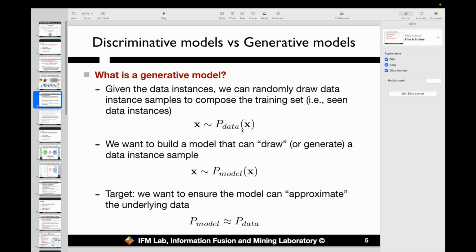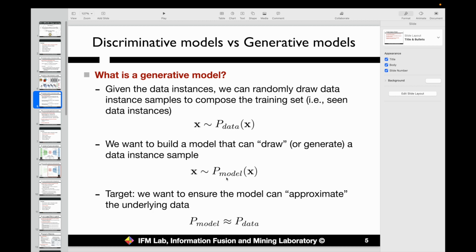Besides these true data instances, we may also want to build a model which can generate or draw some data instance samples following some other distributions. Right, here we will assume we can also build a model to draw or generate some data instances as well. However, we assume the join process will follow a distribution defined by the model. Right, so you can see the difference.